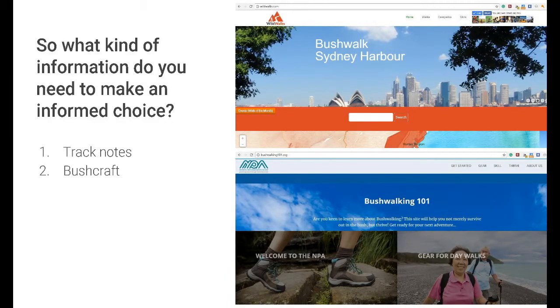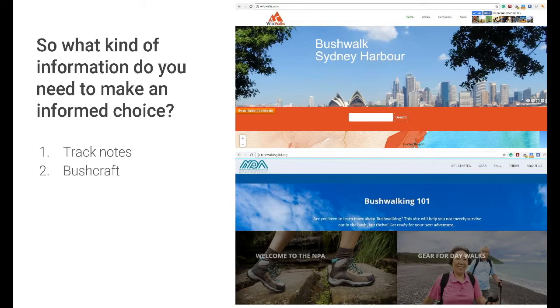So we'll quickly talk about what kind of information bushwalkers use. We're sort of jumping around a little bit through these few slides. We'll wrap it up fairly soon with specifically how we document walks. Bushwalkers, or people who enjoy bushwalking, use two kinds of information to varying degrees when they go out on a track.